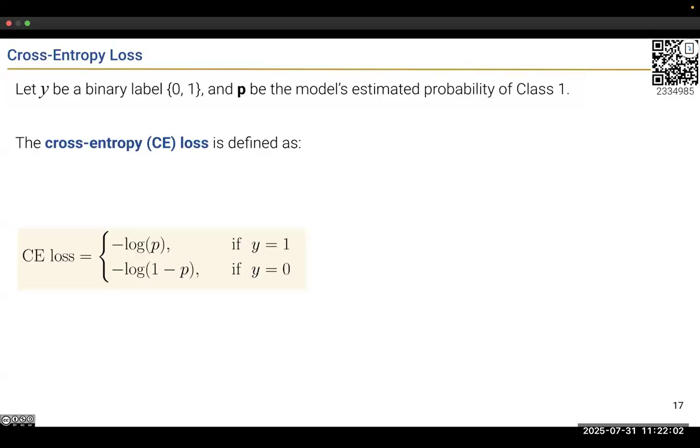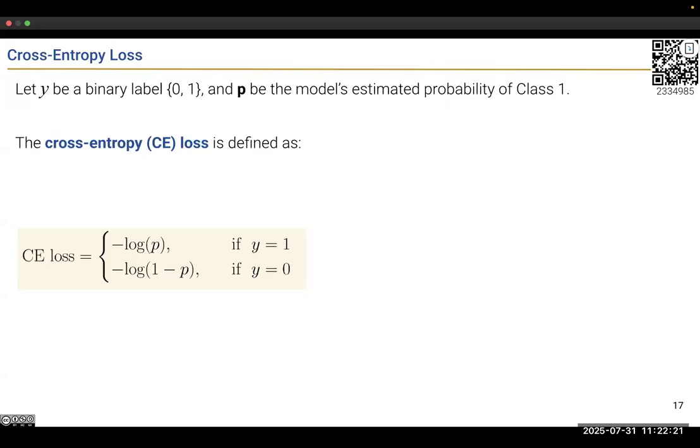The response for your data points, we will encode it as y, right? So y can be either 0 or 1, and p is your logistic regression model's estimated probability of class 1, right? So kind of standard notation here. Then your cross-entropy loss is defined as the following.